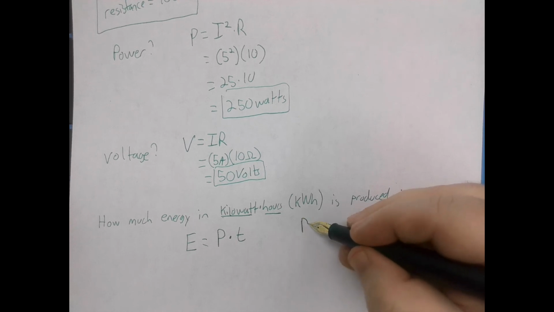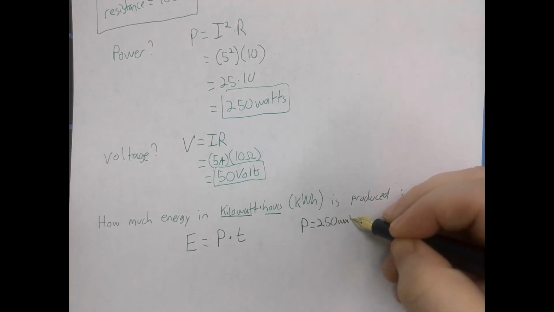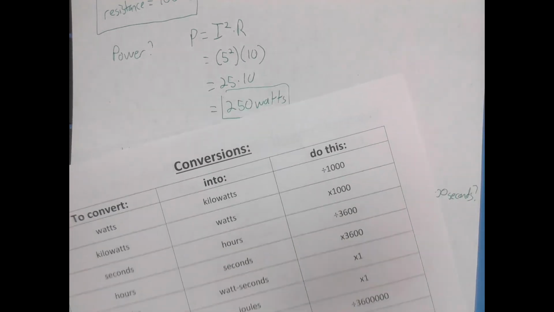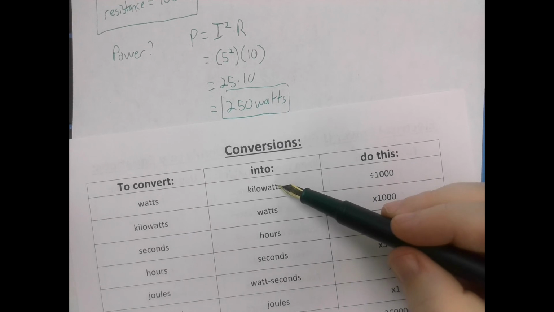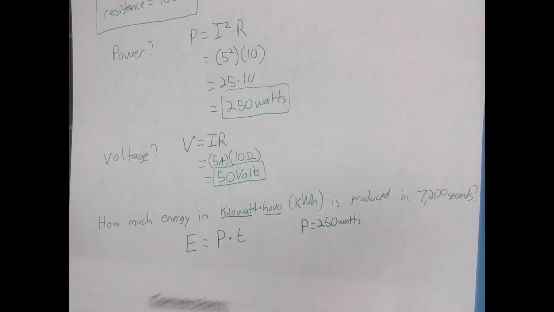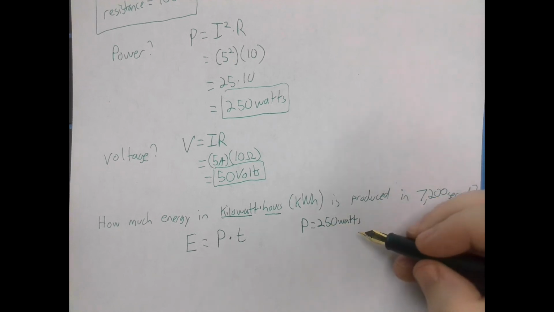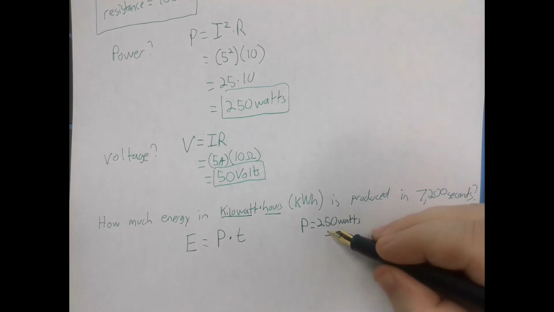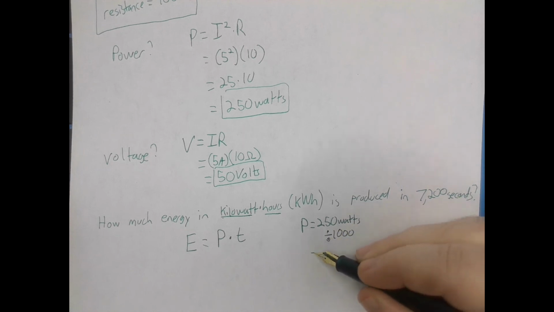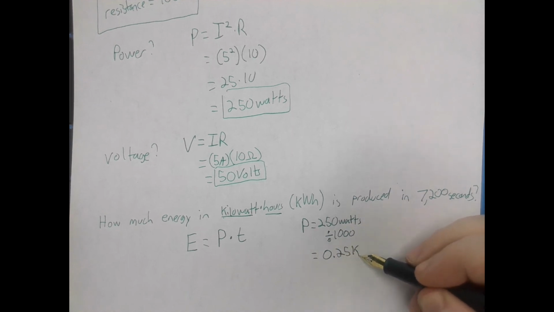So our power is 250 watts. To convert watts into kilowatts, divide by 1,000. 250 divided by 1,000. We get power equal to 0.25 kilowatts.